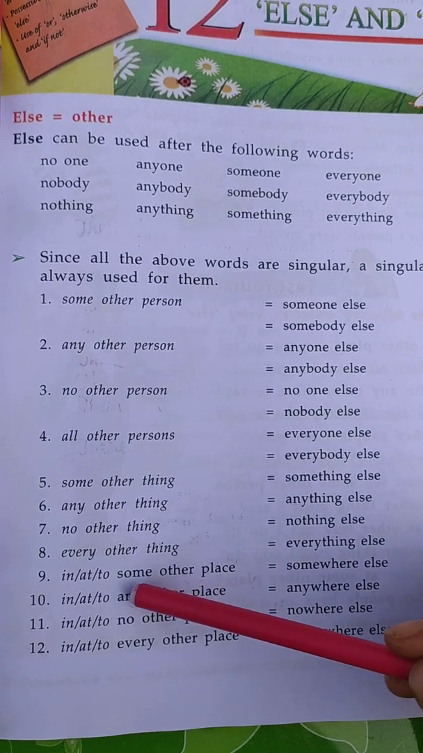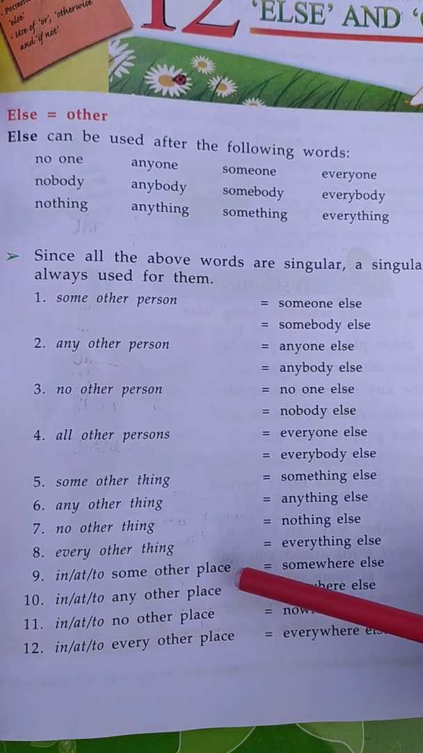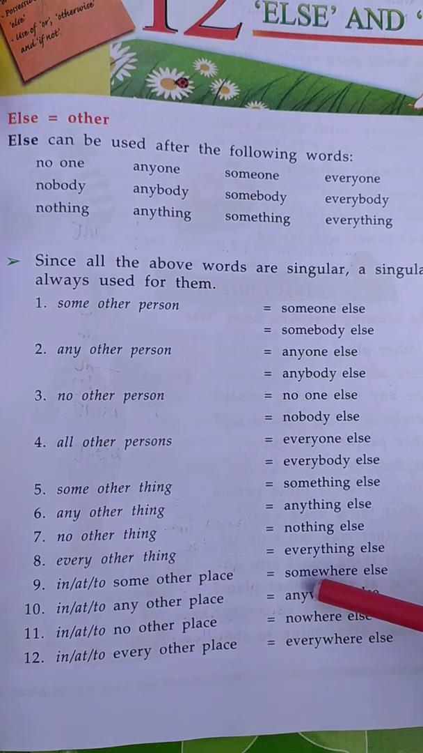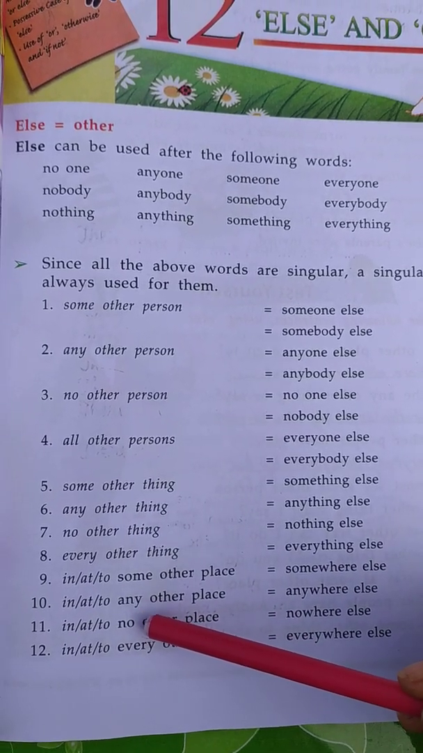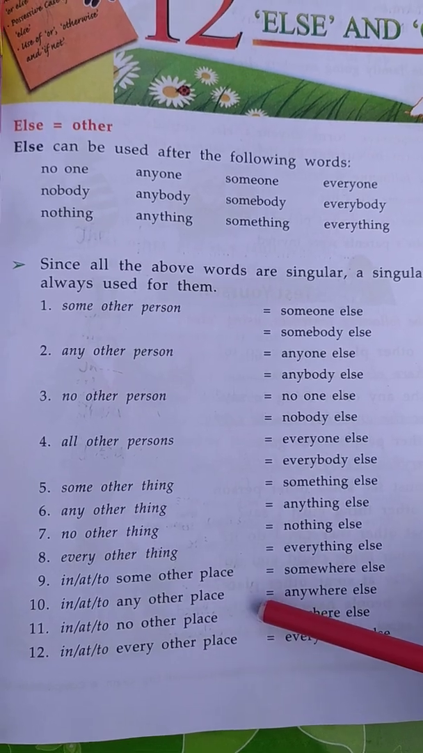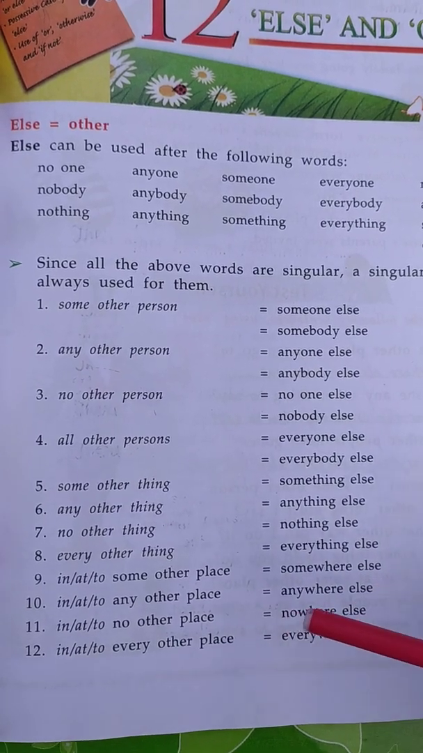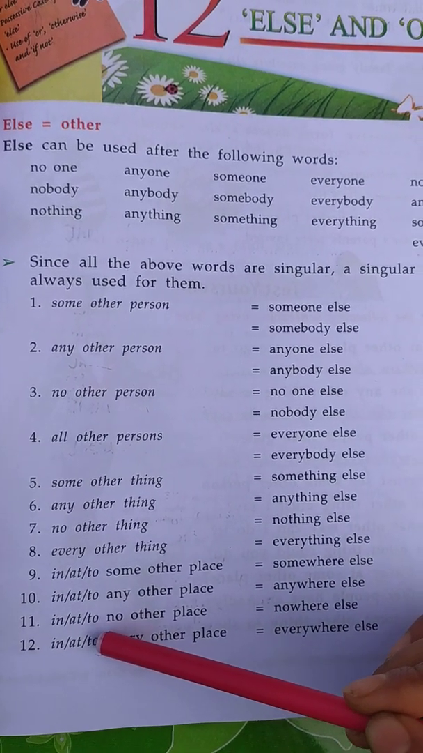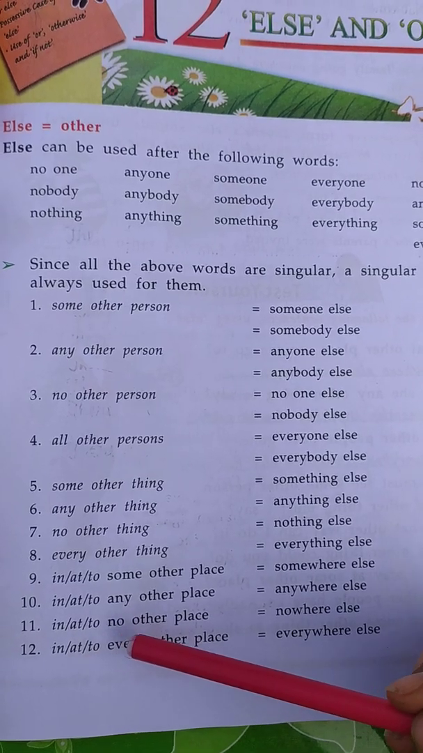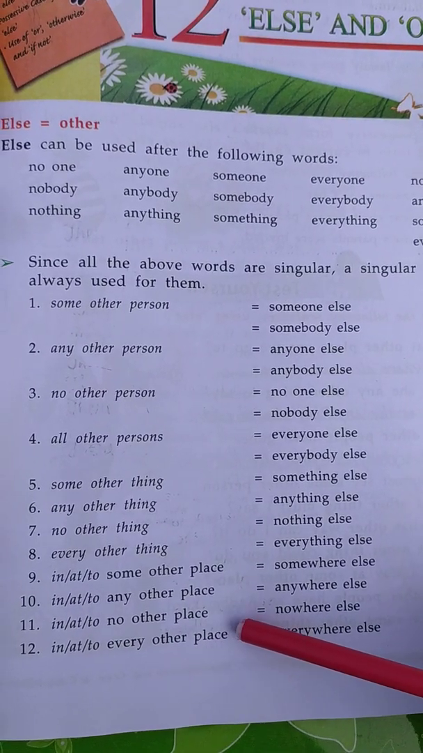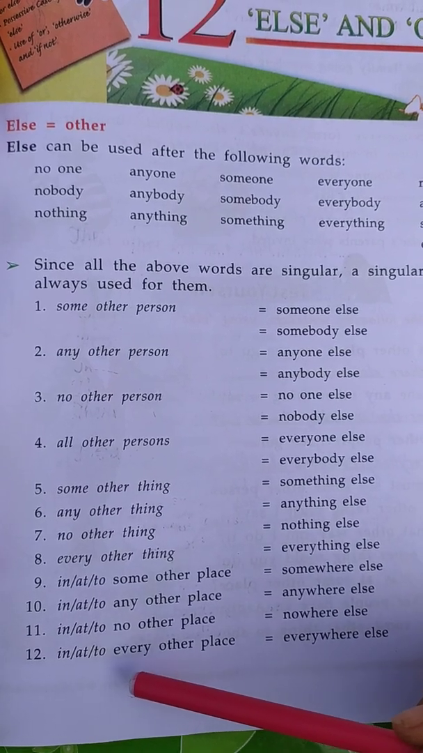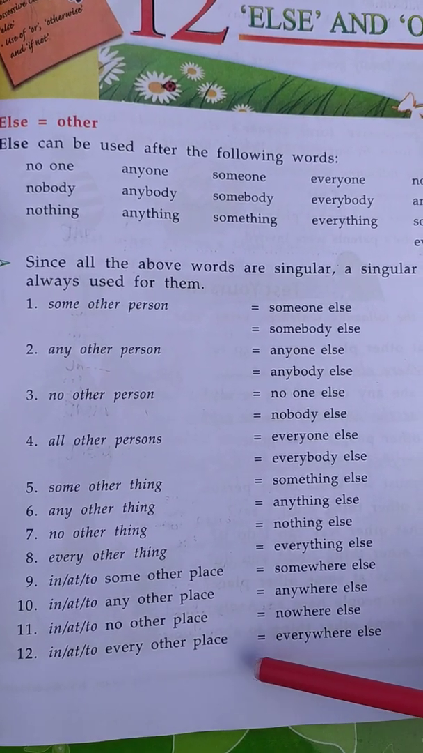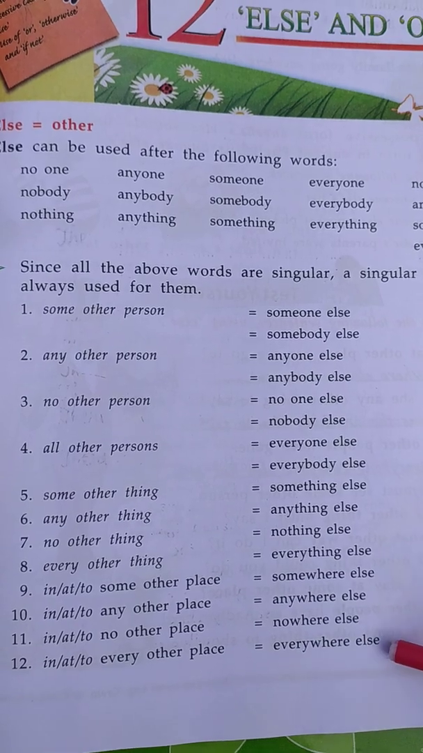Number 9, in, at, to, some other place is equal to somewhere else. Number 10, in, at, to, any other place is equal to anywhere else. Number 11, in, at, to, no other place is equal to nowhere else. Number 12, in, at, to, every other place is equal to everywhere else.